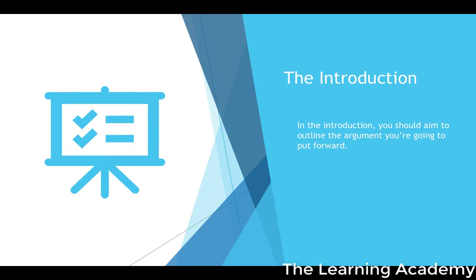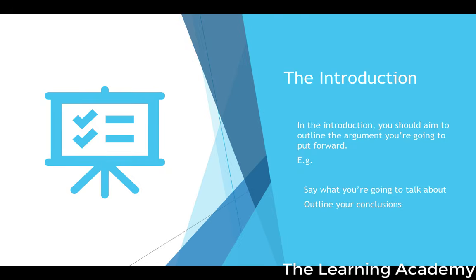In the introduction, you should aim to outline the argument you're going to put forward. So, for example, say what you're going to talk about. If we go back to "the Battle of Gettysburg was the most decisive outcome for the American Civil War," let's say you agree with that point. You can put that in the introduction. You can say that this is a valid statement, and you're going to explain why it's a valid statement throughout the rest of your essay.